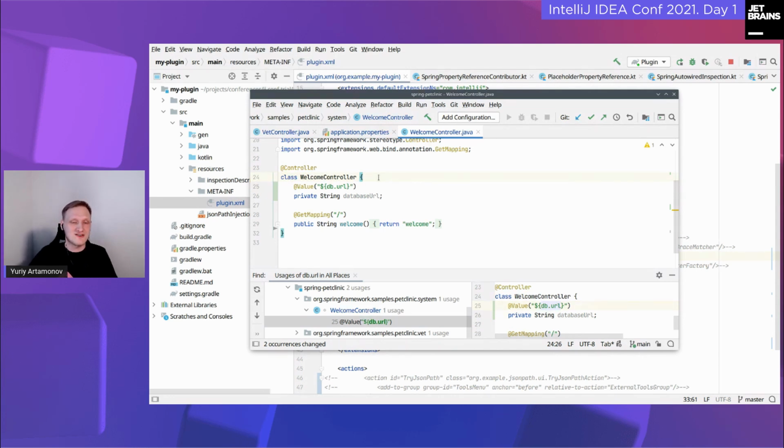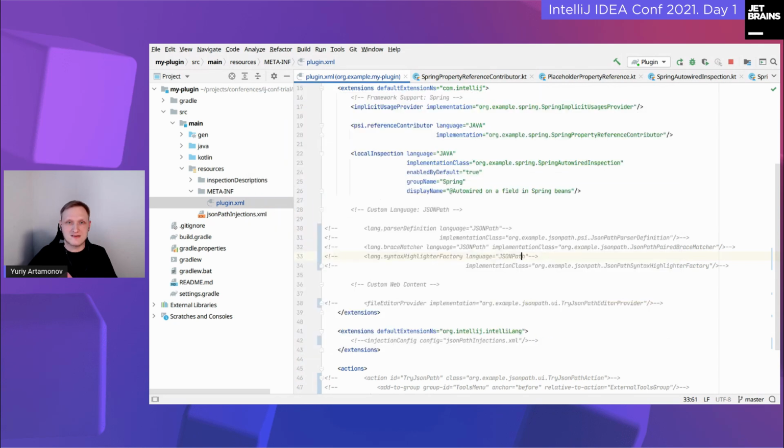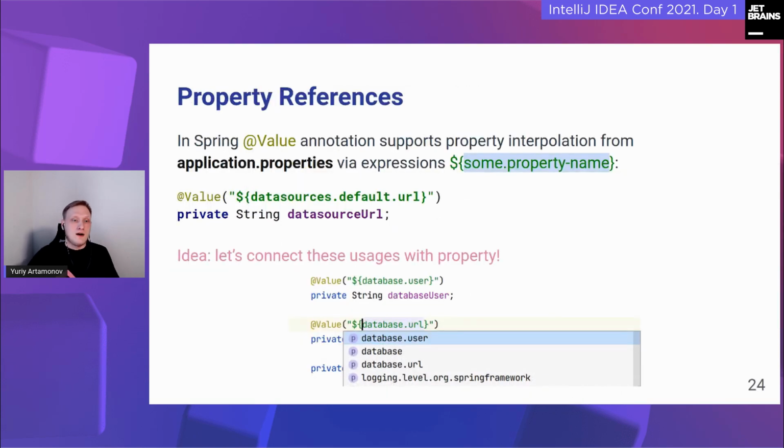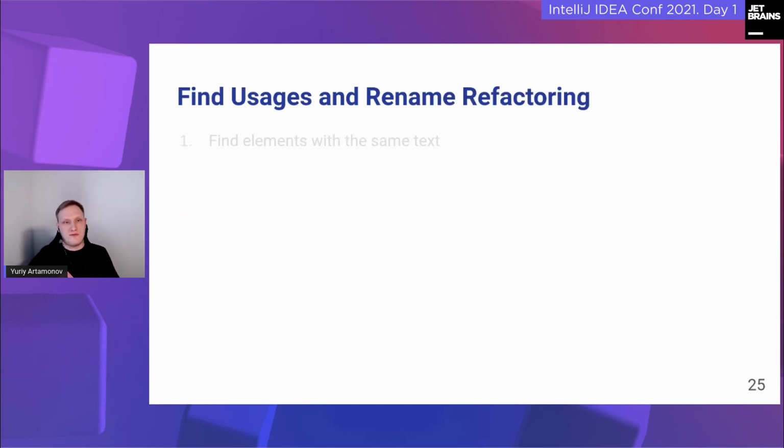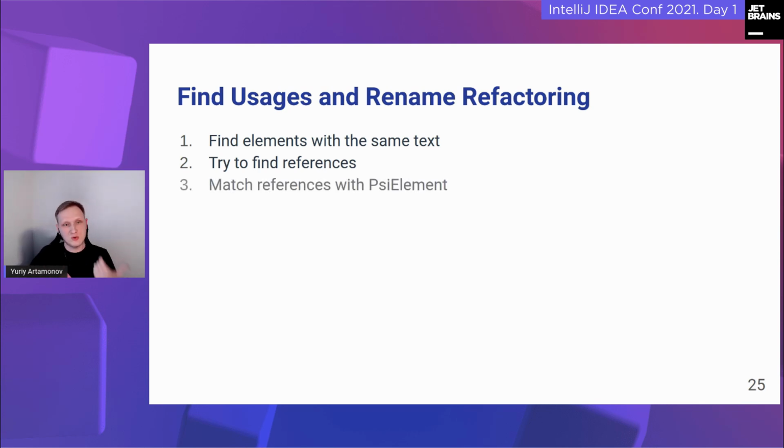Why does this magic work? Let's talk about this. So, find usages and rename refactoring. By default, the find usages mechanism inside IntelliJ IDEA finds elements with the same text. So actually, the text of the property key and the string inside Java is the same text. So that's why find usages finds this. It tries to find references in this place where we have the same text. And if it finds suitable references to the same element, it matches them, and it shows this as an occurrence.